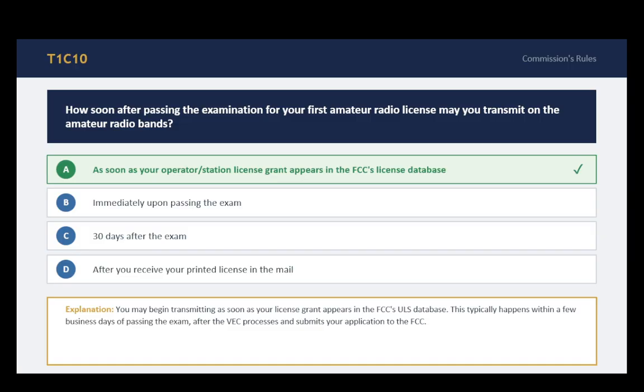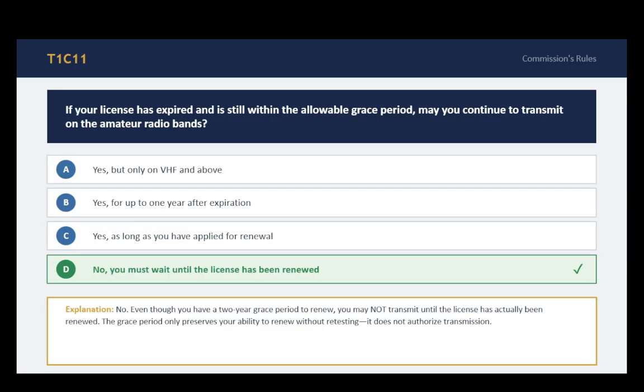If your license has expired and is still within the allowable grace period, may you continue to transmit on the amateur radio bands? The answer is D. No, you must wait until the license has been renewed. No, even though you have a 2-year grace period to renew, you may not transmit until the license has actually been renewed. The grace period only preserves your ability to renew without retesting. It does not authorize transmission.